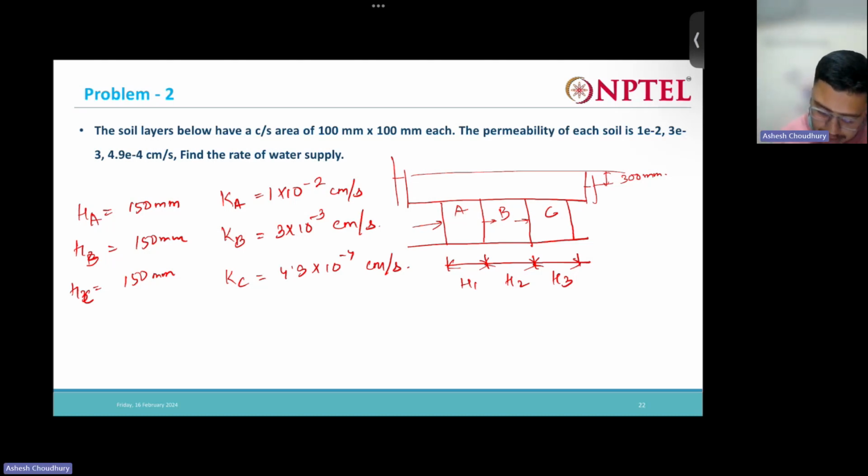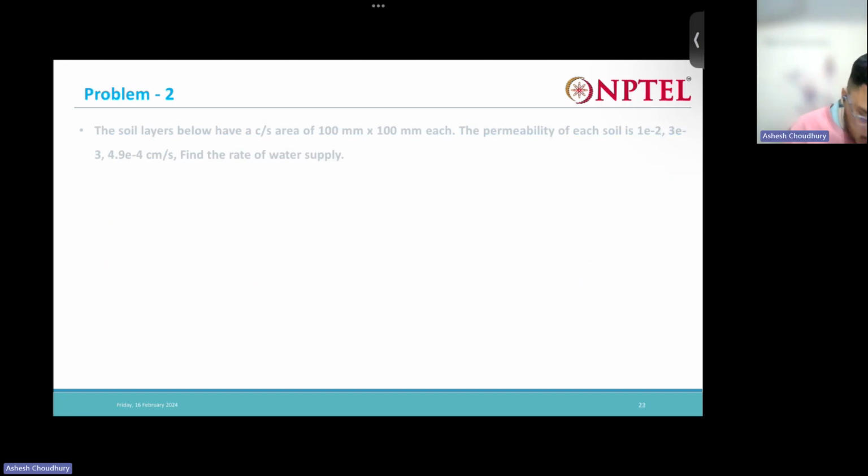What is happening? In each layer, the flow is going to be same, right? The flow is going to be same, but the head loss is going to be different in each layer. So this is which case, horizontal case or the vertical case? So this is nothing but similar to the vertical case. Right? So vertical flow was like this. The flow Q in all of this will be same, but the amount of head loss in different soil will be different, obviously, depending upon the value of K. So we need to use the expression for the vertical flow.